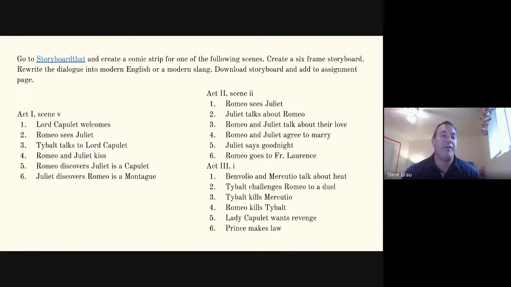I told them they could rewrite the dialogue into modern English or maybe put in some modern slang. So we could have Romeo and Juliet as, I don't know, cowboys and cowgirls. Then they download the storyboard and add it to the assignment page on Google Classroom. I gave them an option from Act 1, Scene 5, with six sections to choose from, or Act 2, Scene 2, or Act 3, Scene 1.